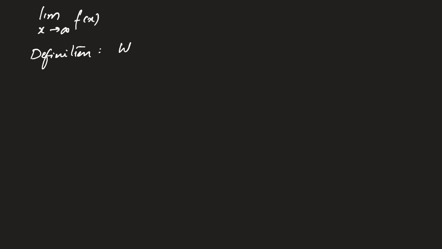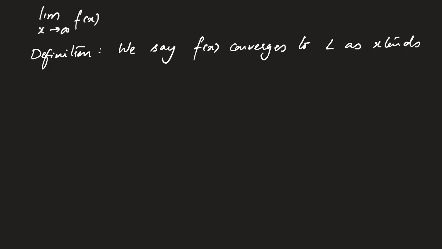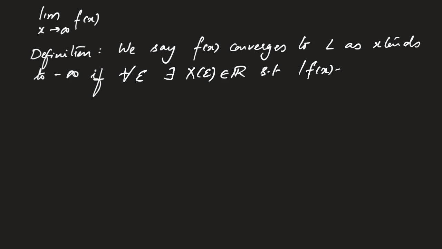We say f of x converges to L as x tends to minus infinity if for every epsilon there exists a real number x of epsilon such that mod of f of x minus L is less than epsilon for all x less than x of epsilon.